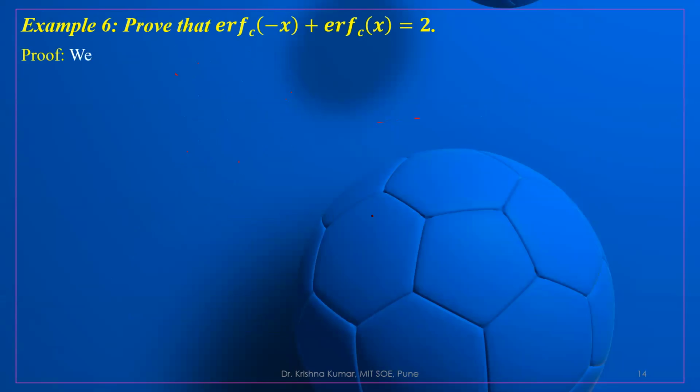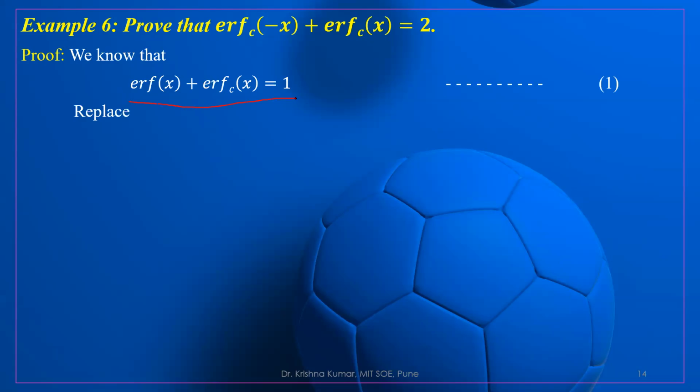We apply the formula. We know that the error function of x plus its complementary equals 1. This is true for all values of x. The value of x may be positive or may be negative. So let us replace x by minus x. What we have? Error function of minus x plus complementary error function of minus x equals 1. So this is equation number 2.